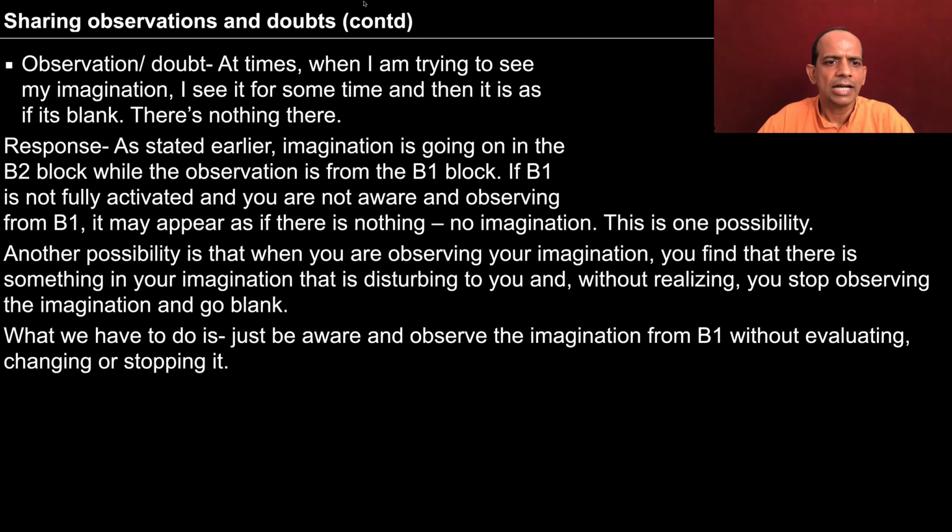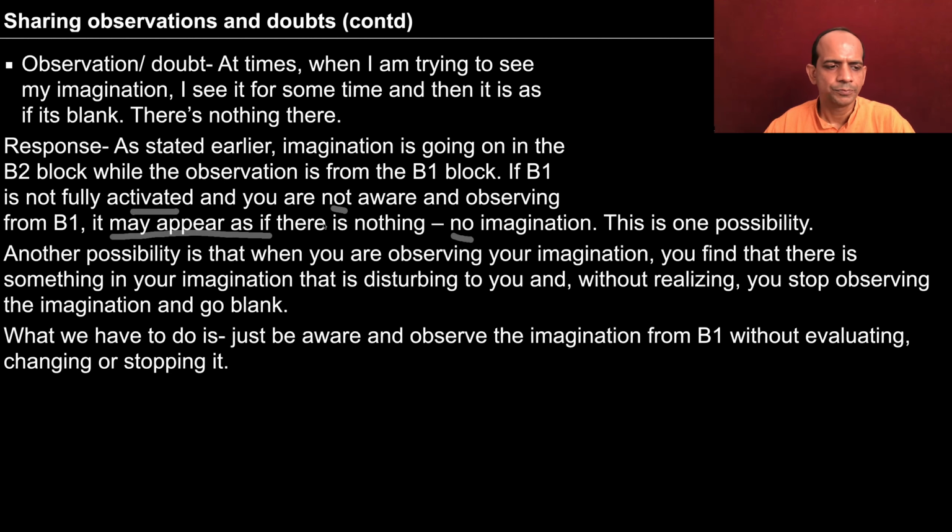Another observation is that at times when I'm trying to see my imagination, I see it for some time and then I feel as if it is blank. So there is nothing there. So how do I resolve this? So you'll see that as stated earlier, imagination is going on in the B2 block while the observation is from the B1 block. If B1 is not fully activated and you are not aware and observing from B1, it may appear as if there is nothing, no imagination.